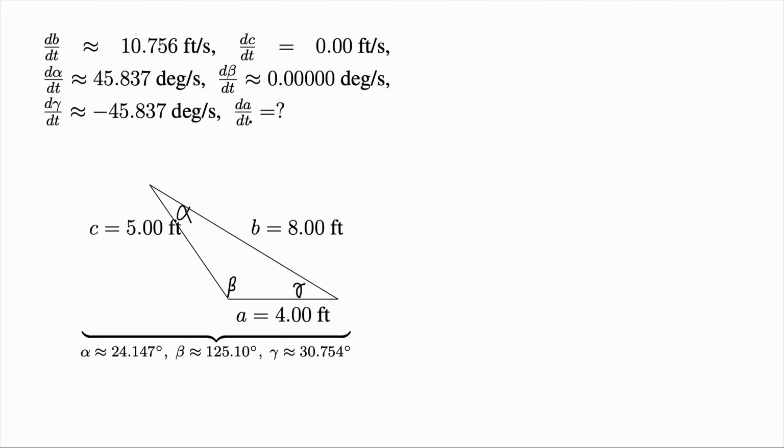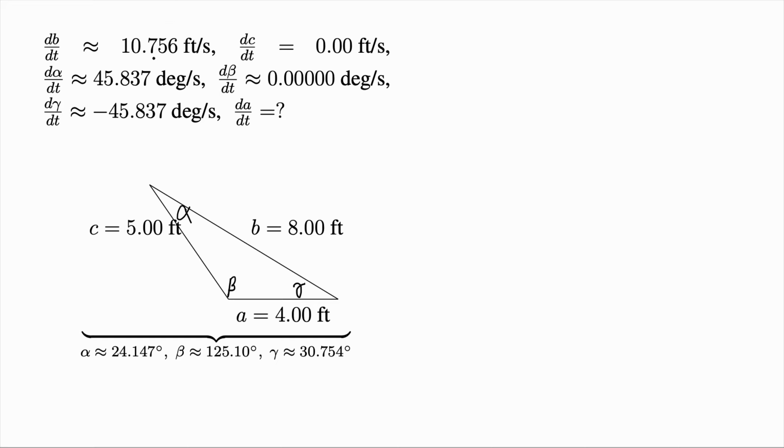So at a particular moment in time, we're going to assume that this side length B is changing at about 10.756 feet per second, positively. So it's going to be growing instantaneously right then at this moment that fast. Perhaps if you waited 1 second, B would be quite a bit larger, at least instantaneously. That's what this information is telling us.